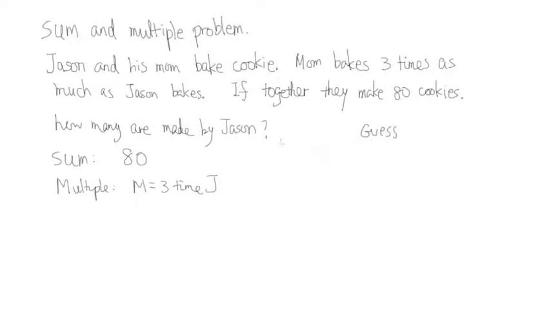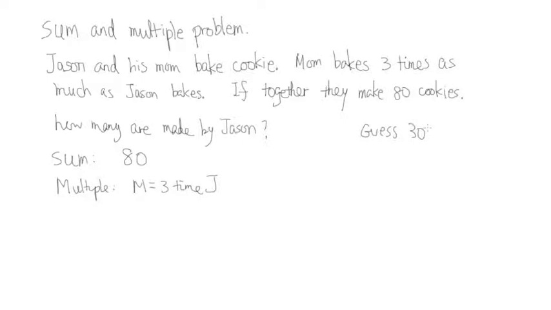Just a quick guess. How many do we think that Jason made? Well, together they made 80 cookies. So if it's half-half, you take the average, then each of them would make 40. But clearly, Mom bakes more, so Jason bakes less. So the number for Jason will be less than 40. You can try to guess 30.